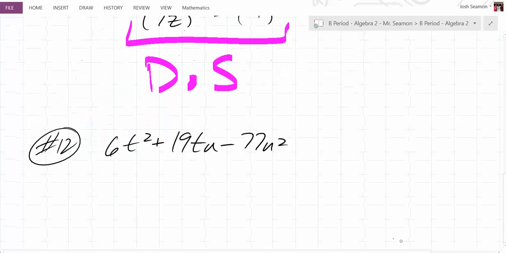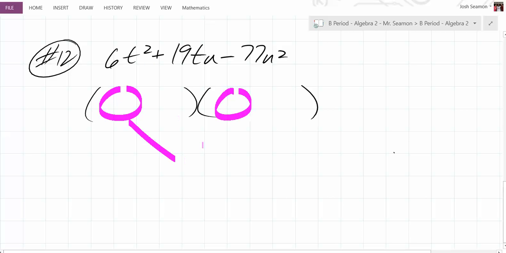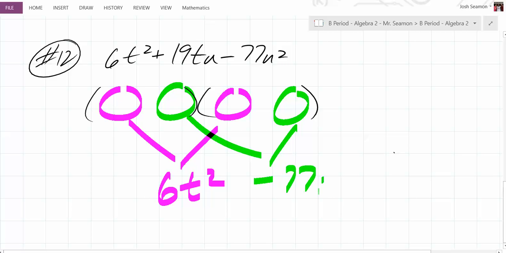Who's got another one that we should try? When you're breaking this apart, you're trying to break it apart into two binomials multiplied together. What do you know about the first two? What do they have to multiply together to be? 6t squared, right? What about these two? Negative 77u squared, right?